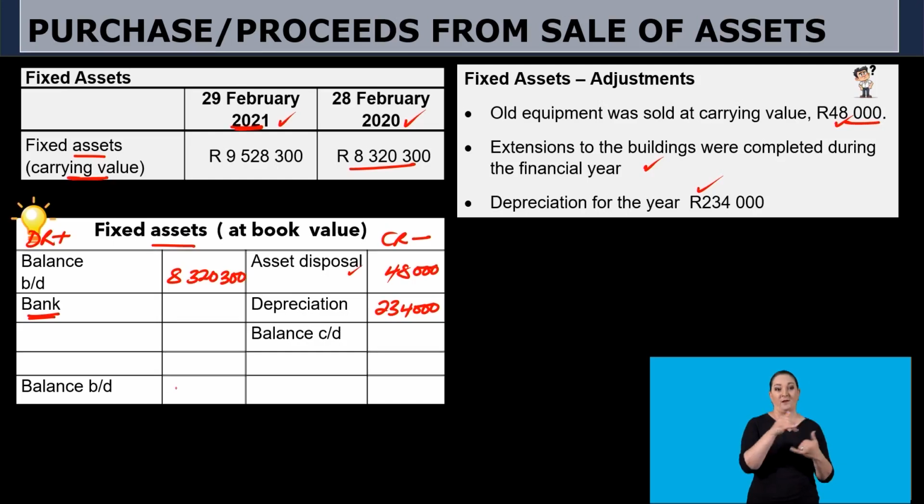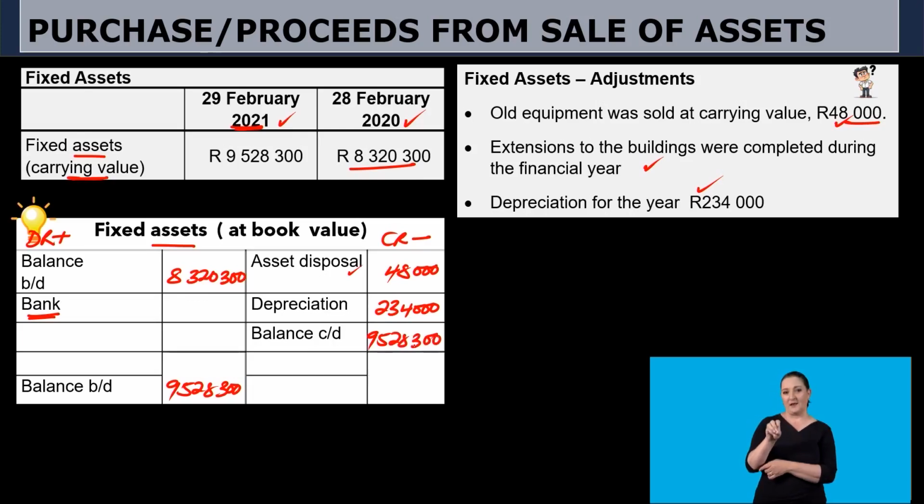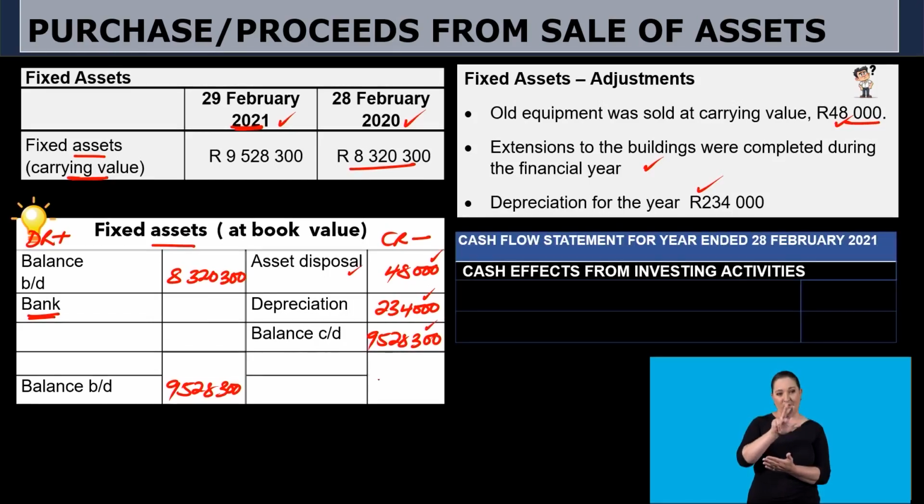So I'm going to bring it here now. That is our 9,528,300. And then we have our balance carried down here, which is 9,528,300. Now, I need those calculators now. Let's see. So you're going to say 48 plus 234 plus 9,528,300. How much do you get? Say it again. You get 9,810,300. Is that correct? Yes.